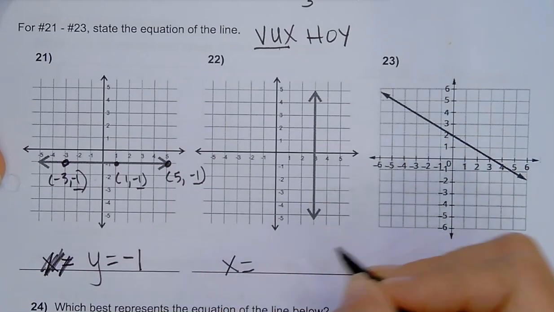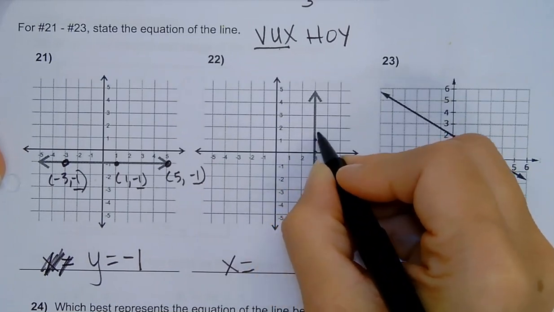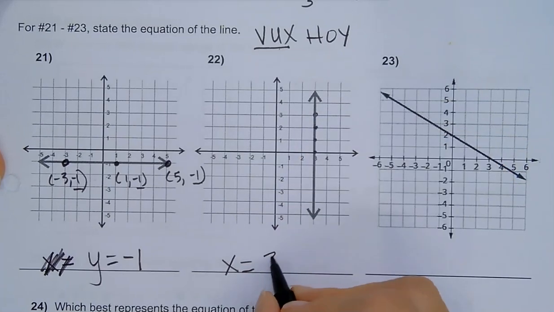This one's vertical, up and down is vertical. So I know x equals some number. And again, I can see that x is always equal to 3. X equals 3, and this is (3, 0). This is (3, 1), (3, 2), (3, 3), and so on. So I know x is always equal to 3.